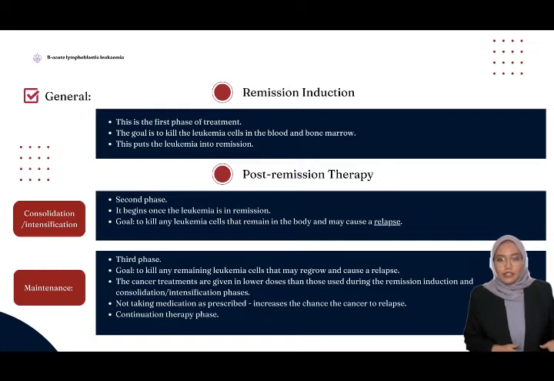Often in this phase, the cancer treatments are given in lower doses than those used during the first and second phases. Not taking medication as prescribed by the doctor during this maintenance therapy phase may increase the chance of cancer relapse.